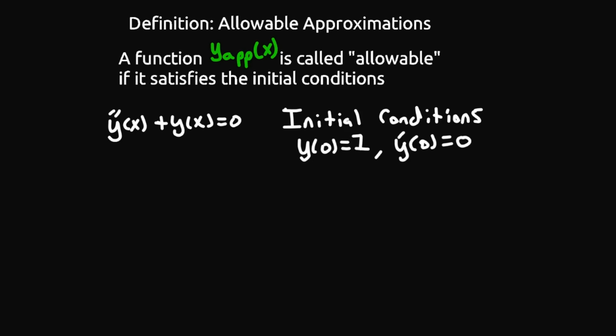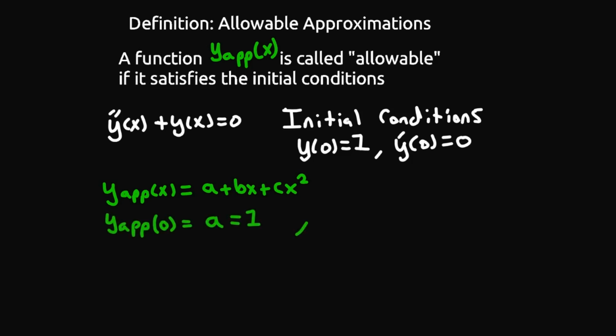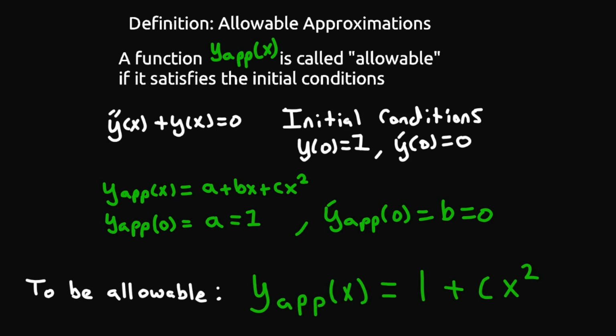From before, our approximation is of the form a plus bx plus cx squared. We want our approximation to be allowable, so let's plug in the initial conditions. Plugging in 0, we get y approximate of 0 is equal to a, which is supposed to be equal to 1 via the initial conditions. Plugging in 0 to its derivative gives us y prime approximate of 0 is equal to b, which via the initial conditions is supposed to be equal to 0. Hence, to be allowable, we get that our approximation has to be of the form 1 plus cx squared. So we still don't know what c is supposed to be.